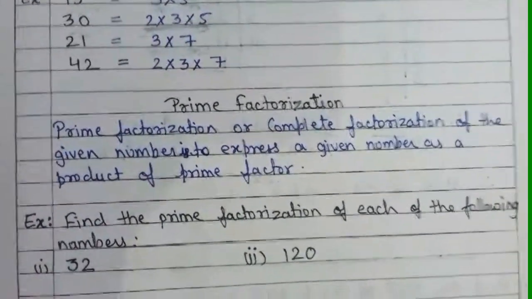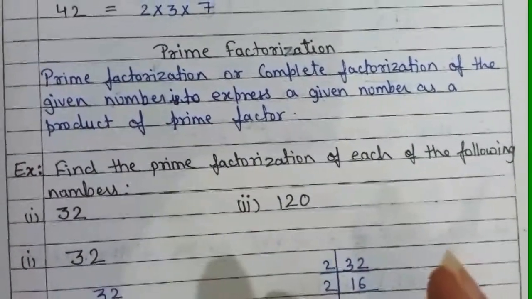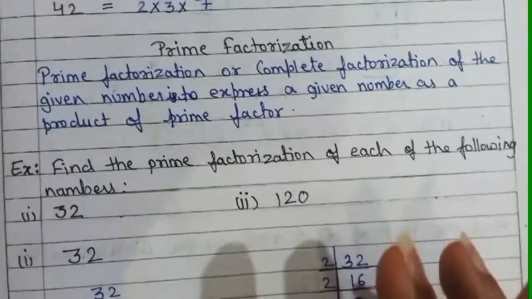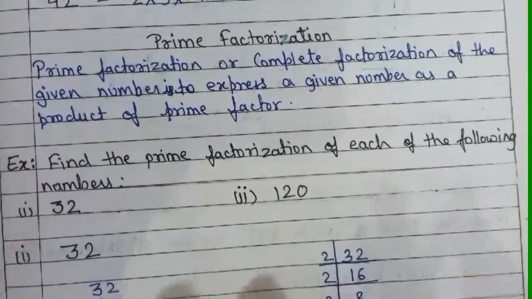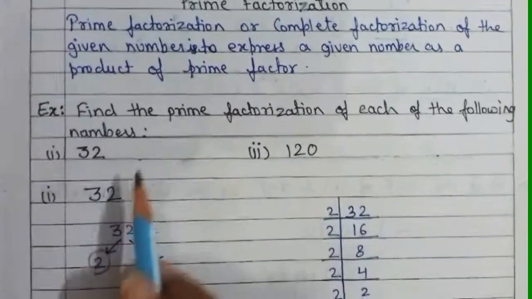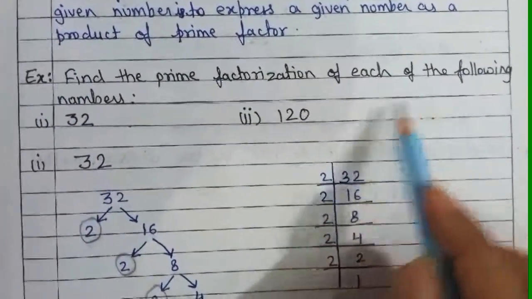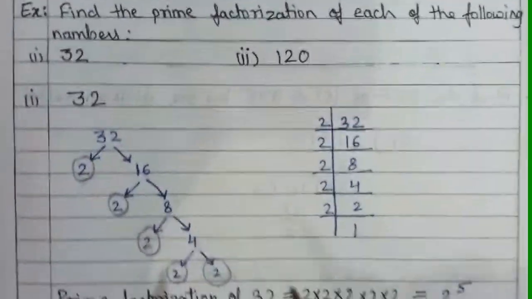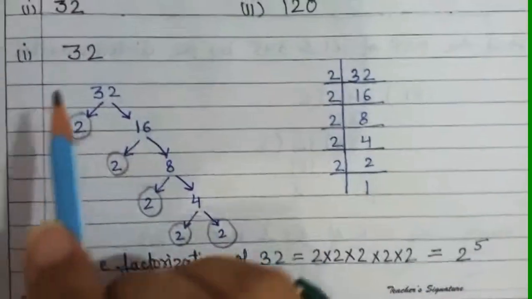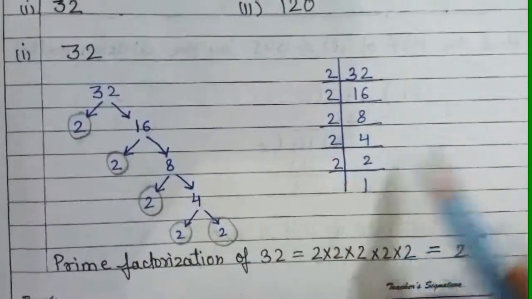Now, there are two ways to do factorization. One is the factor tree method and the other one is the dividing method. For example, find the prime factorization of each of the following numbers. First 32 and 120. 32. This is the factor tree method and this is the dividing method.